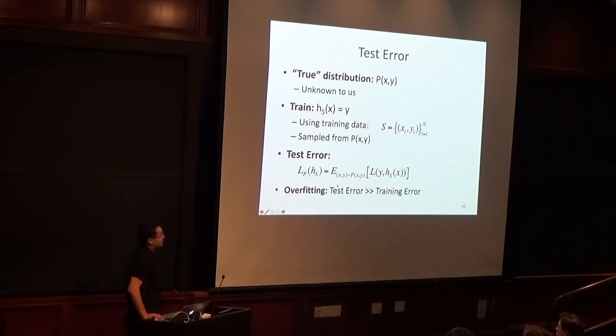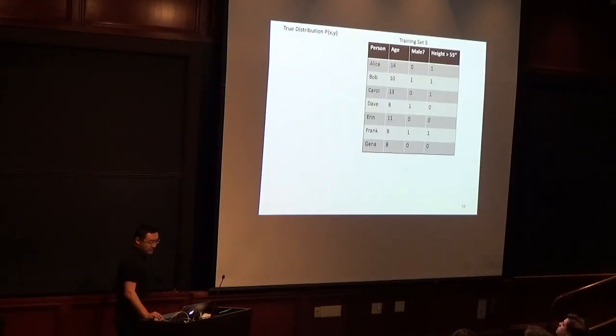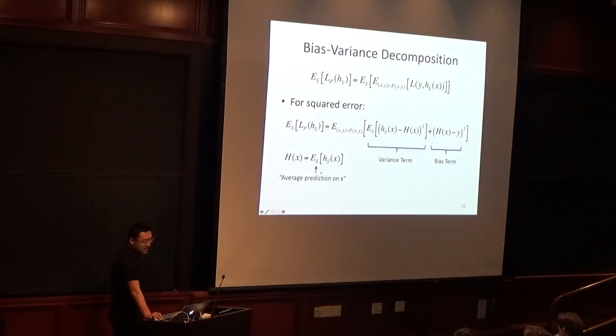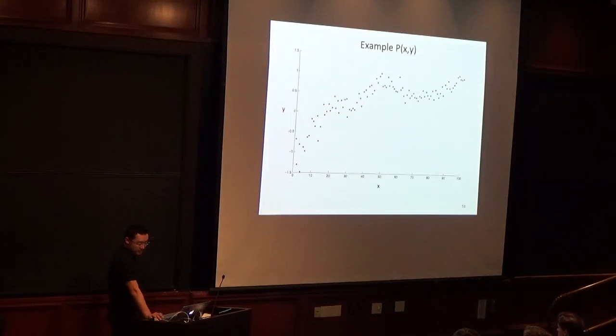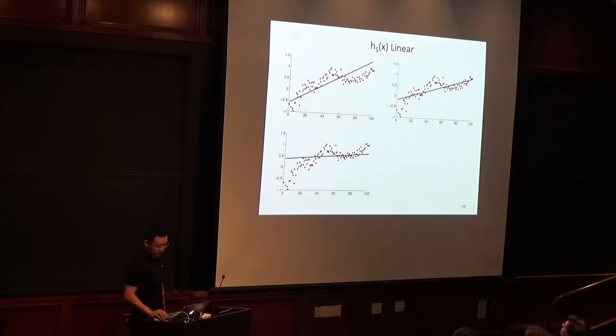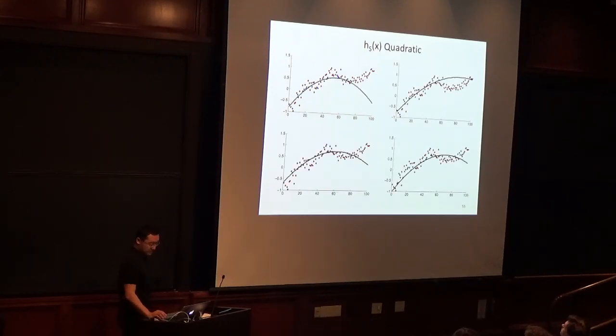Overfitting happens when the test error is much higher than training error. So we have this true distribution from which we sample the training set, and then we train a classifier on this training set, but we actually care about the test error, which is the expected error over here, which we don't have full access to. This is the recap of the bias-variance decomposition. I won't go over it in detail, other than to remind you that for linear models, and let me just skip this in the interest of time.